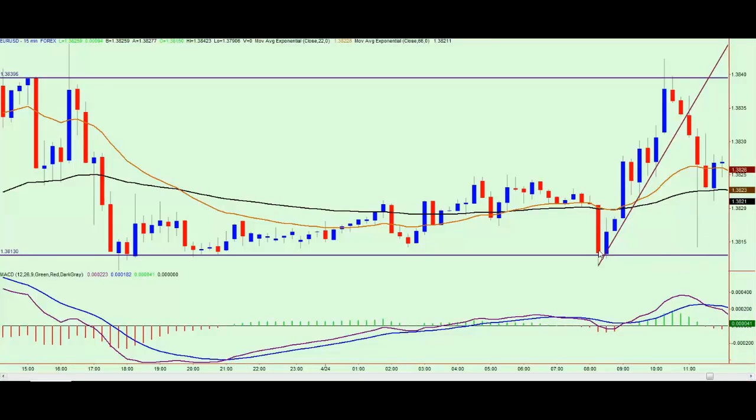So it's just showing you how valid support and resistance is. And if you can start to look at good areas of support and resistance, then that will help improve your trading and your profitability.